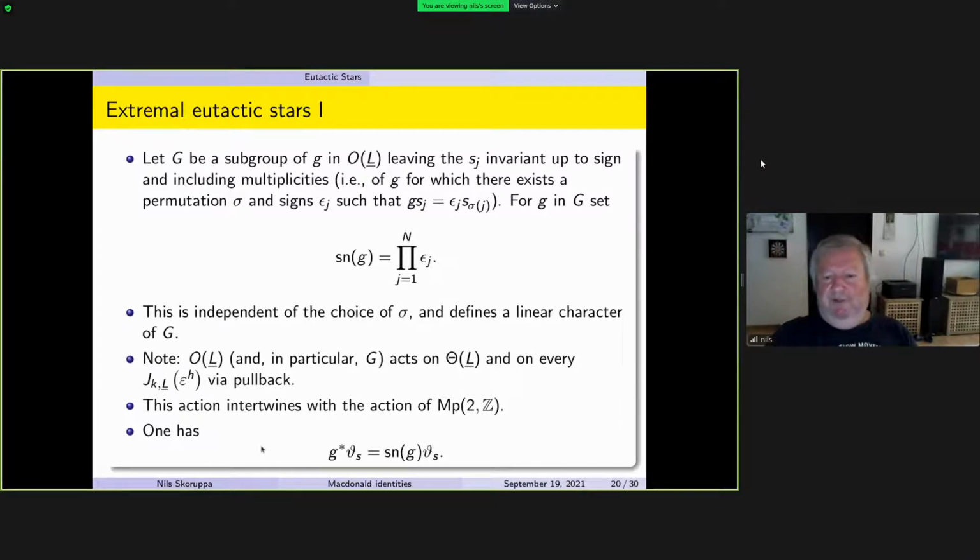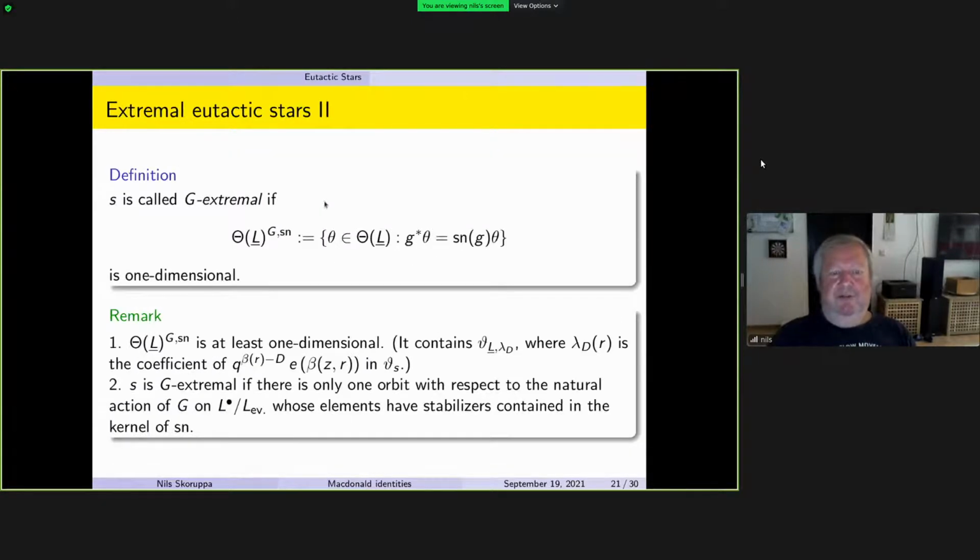And the other thing is that if I take this function theta S that I can associate to the eutactic star, the pullback of the associated embedding to S, and apply some G, G star, then I get just again the theta S up to sign, and the sign is exactly this character that we see here. So we have always a function theta S which satisfies this identity here, if we have a subgroup G which leaves invariant the eutactic star, permutes the elements of the eutactic star up to sign. Okay, and we now call the eutactic star G-extremal, right?